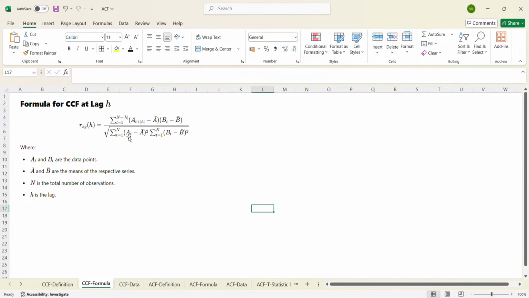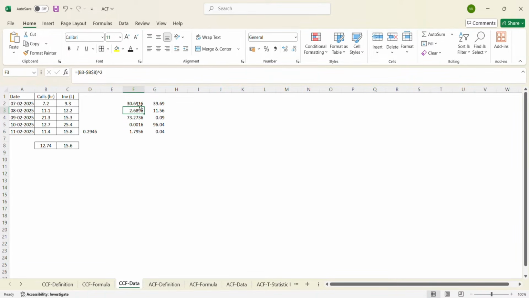I am basically now working on the denominator. Find the difference and square it for your variable A. Similarly, find the difference and square it for your variable B. So that is the data that we are working on. I have found the difference and I have squared it. Similarly, I have found the difference here and I have squared it. So I have computed these values, the difference, and I have squared it.